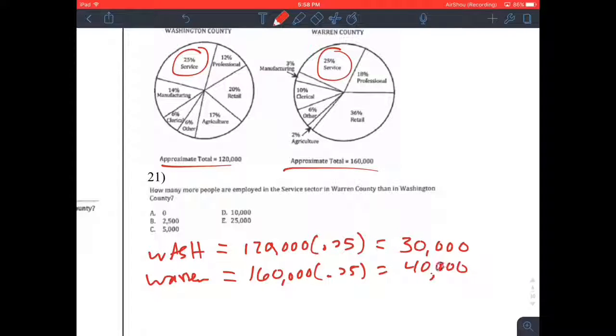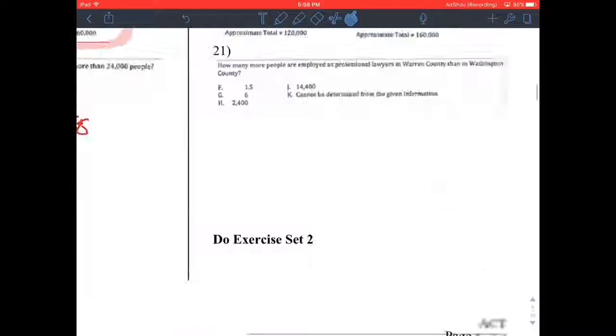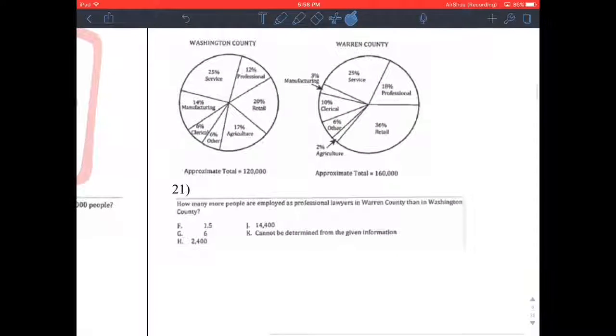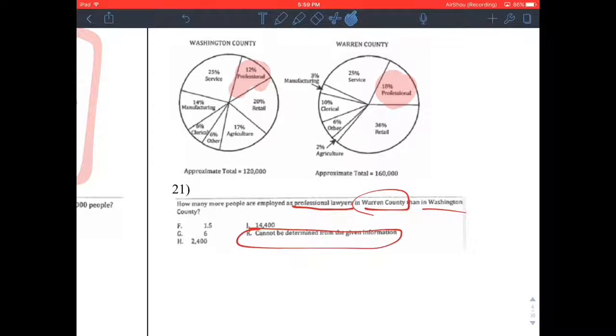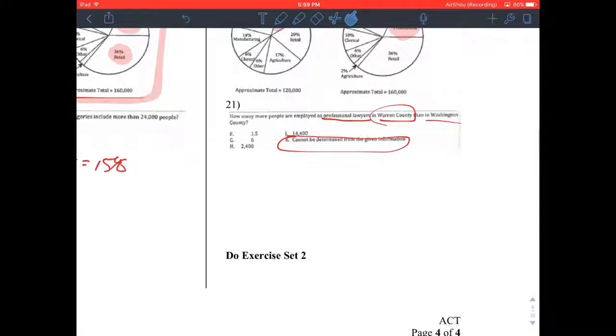What's the difference between those? It says how many more. The difference between those is 10,000, so that's answer D. One more. Same picture, different question. How many more people are employed as professional lawyers in Warren County than Washington? Well, it talks about professionals here. It doesn't talk about lawyers. There are more professions than lawyers, so this cannot be determined from the given information. So at this point, you should be able to finish exercise set 2.